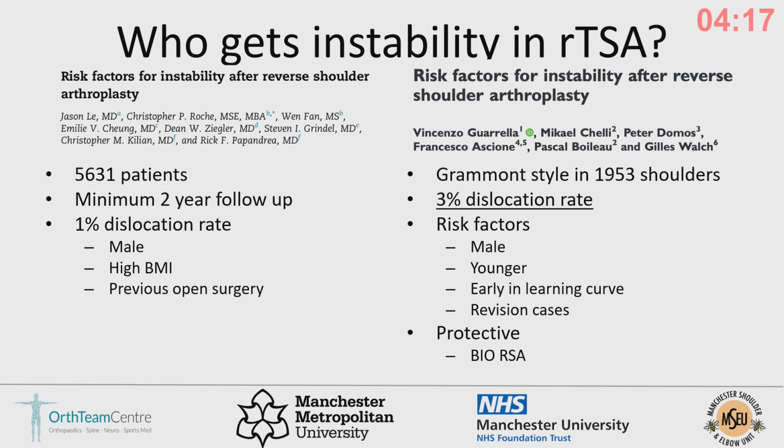So let's just look at two sets of big data on this. We've got the Exactech group, 5,500 patients with a 1% dislocation rate. And they helpfully outline those at-risk groups: males, high BMI, and previous open surgery. And this probably lets us know how it's prosthesis dependent. The Grammont-style prosthesis in almost 2,000 shoulders had a 3% dislocation rate. But again, a useful risk factor profile: males, those who are younger, early in the learning curve for the surgeons, revision cases of course, but then this protective effect of the bio-RSA.